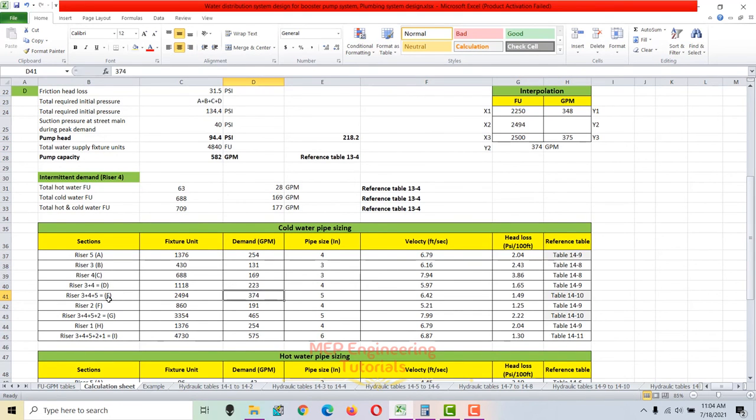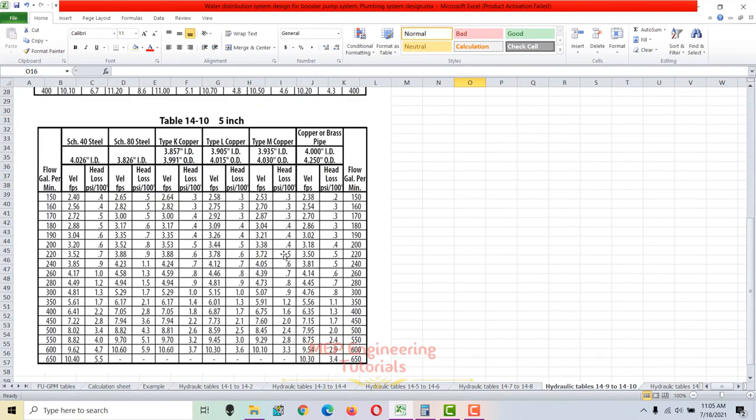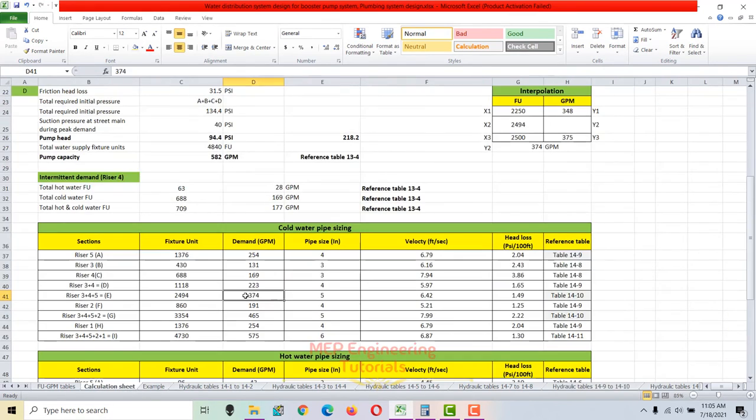So demand is done. Now we have to calculate the pipe size again, and then velocity, and then head loss. We need to confirm the velocity should be less than 8 feet per second. So now we need to calculate the pipe size first for 374 GPM. The reference table we use is 14-10. So this is the 14-10 table, and how much GPM do we have? 374 GPM.